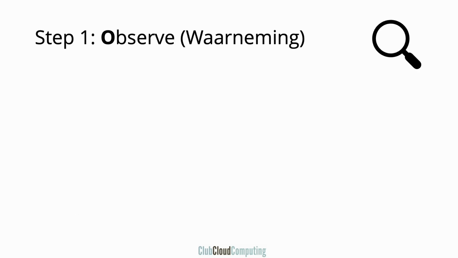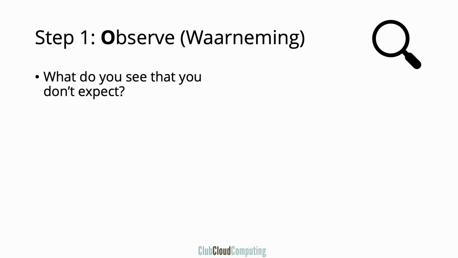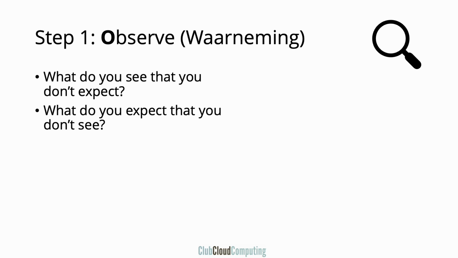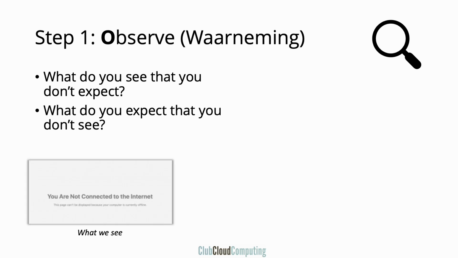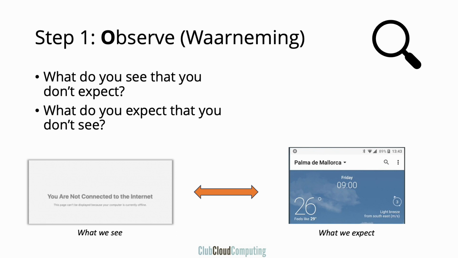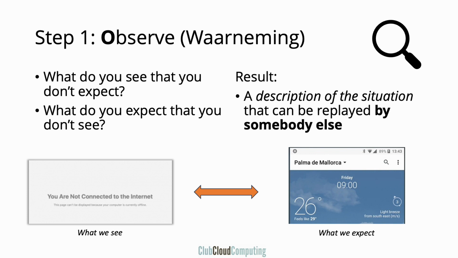Step 1. Observe, or in Dutch, waarneming. What do you see that you don't expect? Or what do you expect that you don't see? Here's an example. This is what we see. This, however, is what we expect. It's not the same thing. The result of this step is a description of the situation that can be replayed or at least reviewed by somebody else.